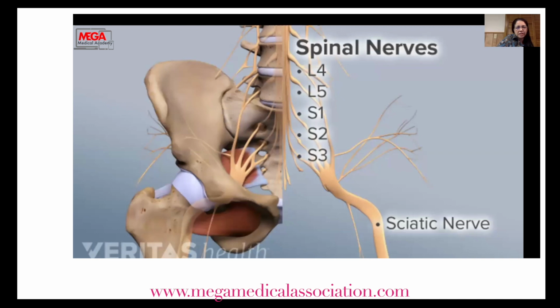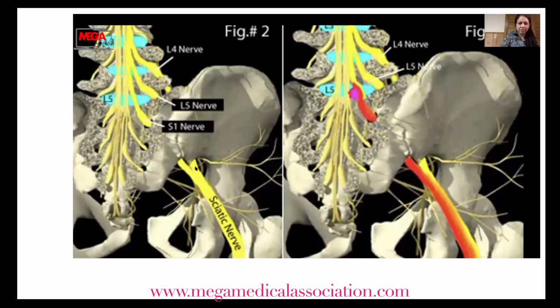The sciatic nerve is a very important nerve, one of the biggest nerves in the body, and it supplies most of the lower extremity, especially the posterior part. It takes origin from L4 down to S3, goes anteriorly as the lumbosacral trunk, then goes through the sciatic notch, and then goes over the ischial tuberosity.